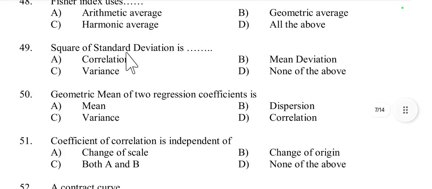Then question number 49. The square of standard deviation is correlation, mean deviation, or variance. The square of standard deviation, or sigma square, is equal to variance. So option C is right here. The square of standard deviation is variance.